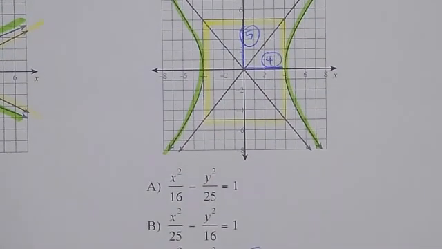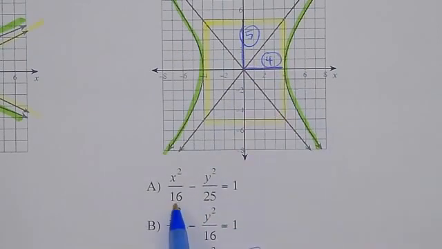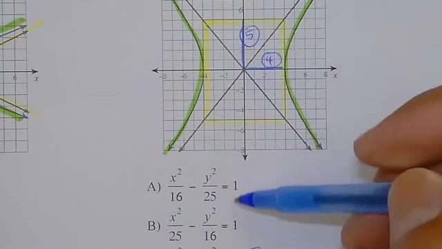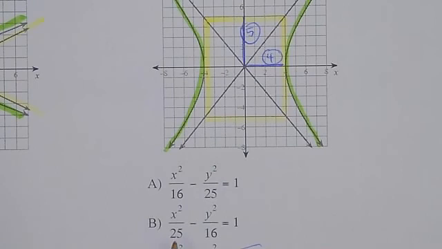Okay, so looking right here, which one is it between A and B? A? Are you guys convinced? You guys see why? Under the x, how much did I go on the x? 4. So it should be 4 squared, 16. Yep, that's it. And the y is 25.